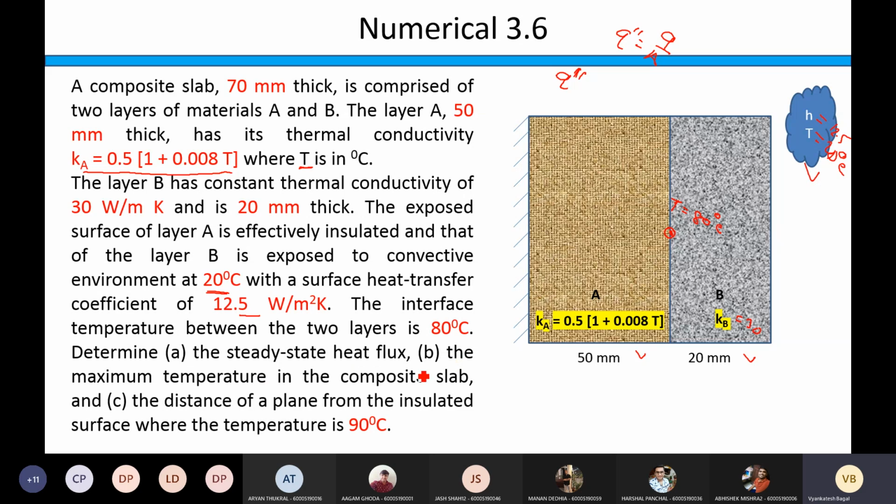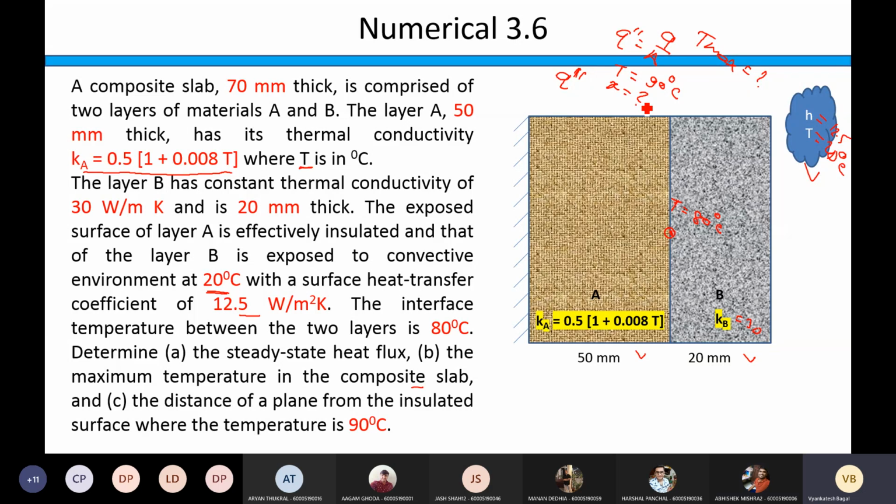Heat flux, then the maximum temperature in the composite slab. So you have to find out what the maximum temperature is, and then the distance of a plane from the insulated surface where the temperature is 90 degrees. Means you have to find out the location where temperature T will be 90 degrees C. So you have to find out the distance x. This is what the problem is. Is it clear?